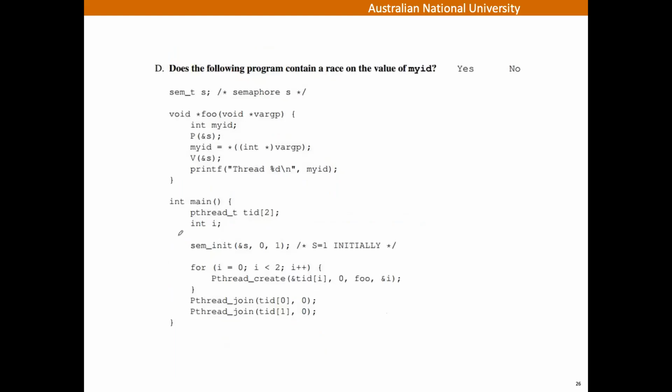Is there a race on my ID? We are passing the pointer to the stack variable, and then we have P and V operations to protect the, this is tricky. Is there a race or no?